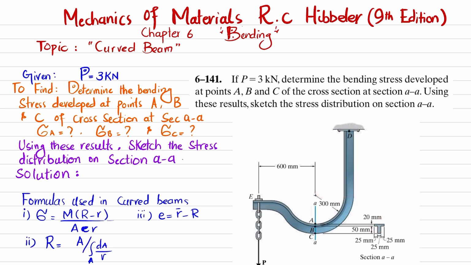And what is this small r? Small r is the distance from this center of curvature to every point where you want to find the stress. Just like here, we have to find the stress at point A, so it will be rA. At point B, it will be rB, and at point C, it will be rC. Clear? And R dash is the distance from the center of curvature to the centroid of this section. So let's start with the solution.